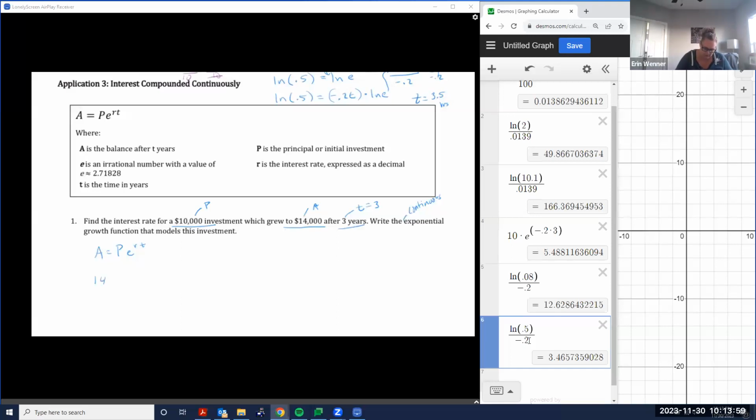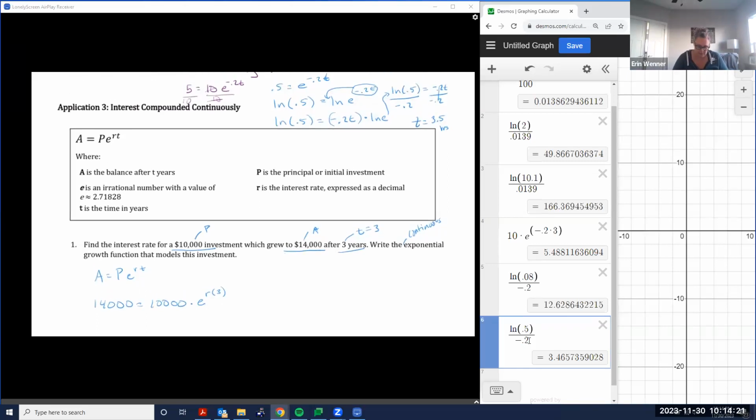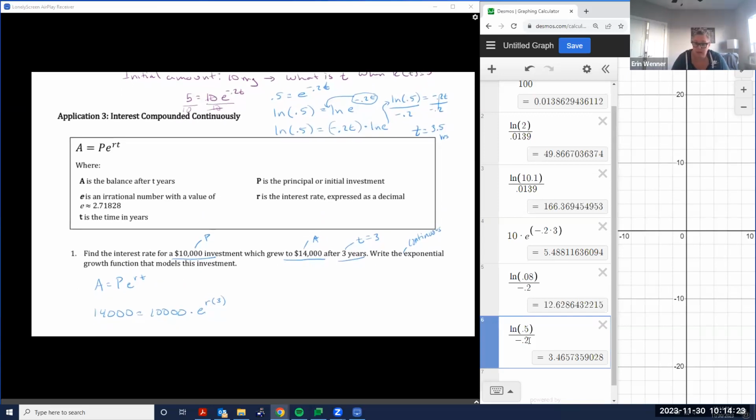So plugging in 14,000 for our account balance, 10,000 for our principal, times E, and then we have R times 3. Make that 3 a little clearer. There we go. So again, I know it kind of seems ridiculous, but our steps are the exact same, right? We are perpetually solving for that variable in that exponent, and therefore we're going to isolate E. We're going to then take the natural log. We'll do some division, right? So our first step, divide both sides by 10,000.